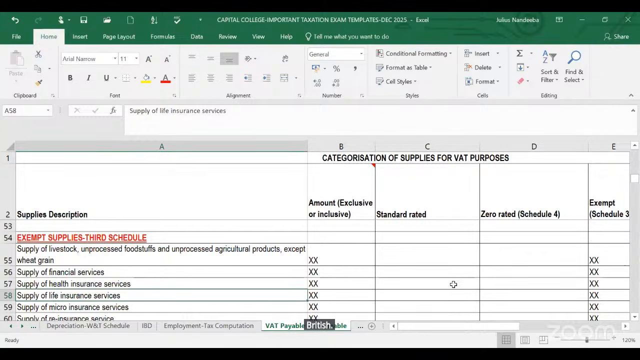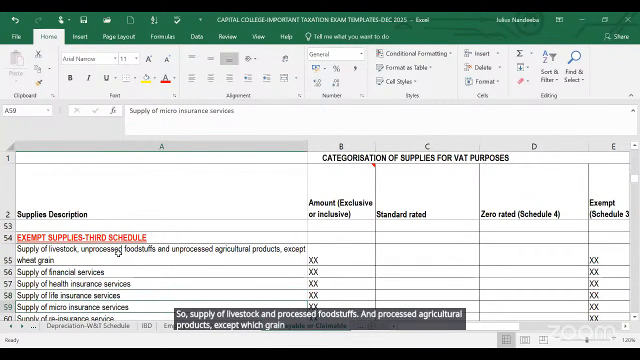The other item when processed and remains exempt is processed milk. Because some students cram that as long as I see unprocessed, it becomes exempt, but when I see processed, it becomes standard rated. No, with milk, even when it is processed, it still remains exempt. Don't ask me why, but it is exempt. So supply of livestock and processed foodstuffs and unprocessed agricultural products, except wheat grain.